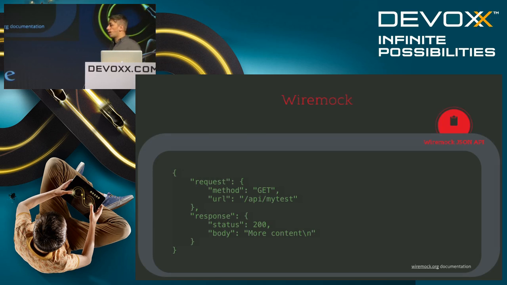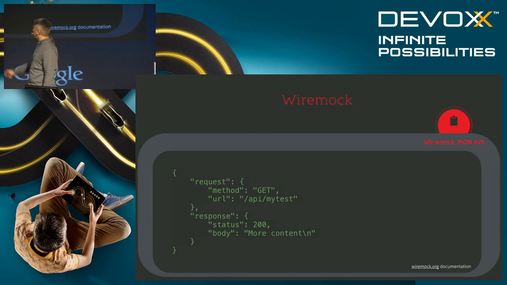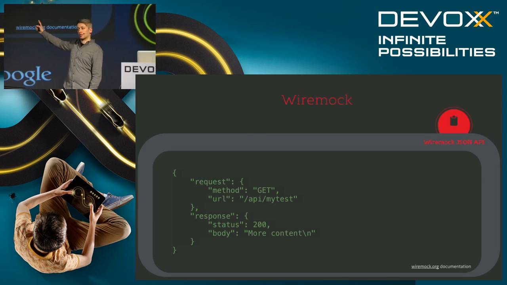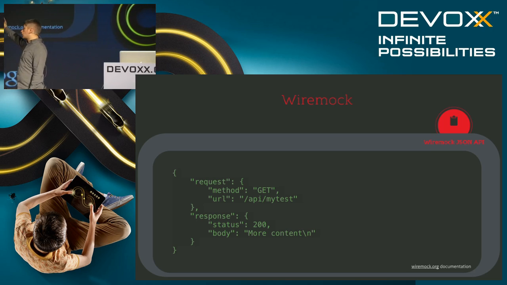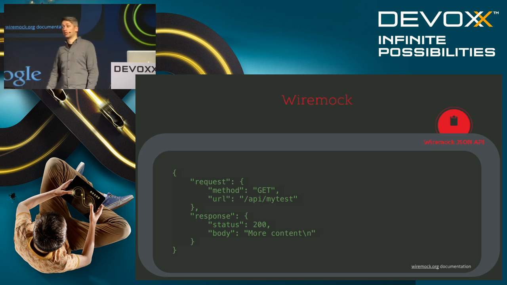You can just post a JSON object, and you see that here I say that when I get a GET request through a certain path, in this case API my test, then I expect WireMock to return a response with a certain status code and a certain body. So very straightforward, very easy to configure request-response pairs.